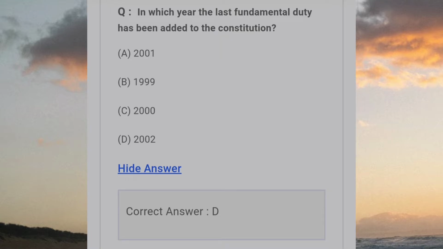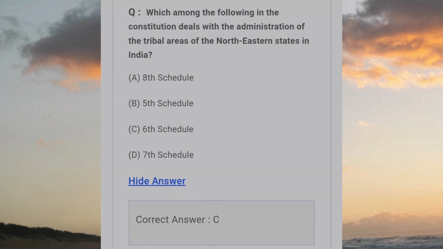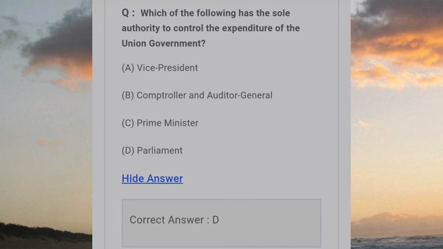In which year was the last fundamental duty added to the Constitution? Answer D. 2002. Which among the following in the Constitution deals with the administration of the tribal areas of the northeastern states in India? Answer C. 6th schedule. Which of the following has the sole authority to control the expenditure of the union government? Answer D. Parliament.